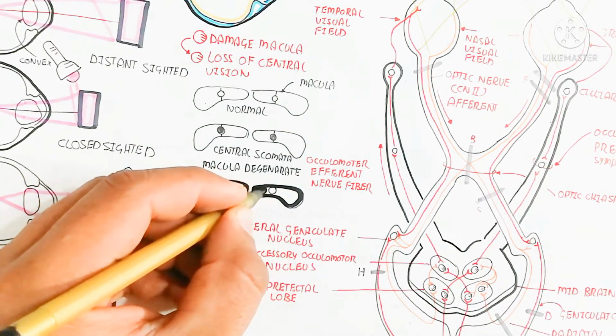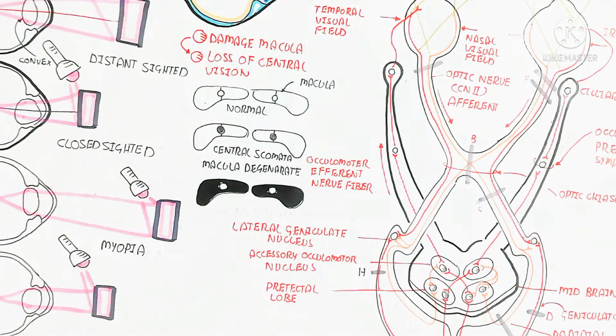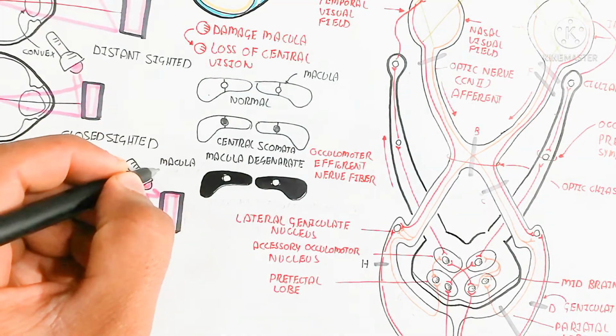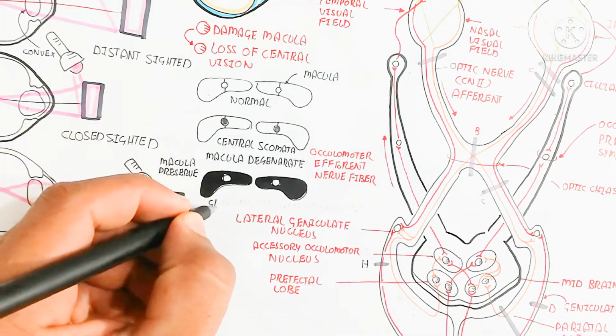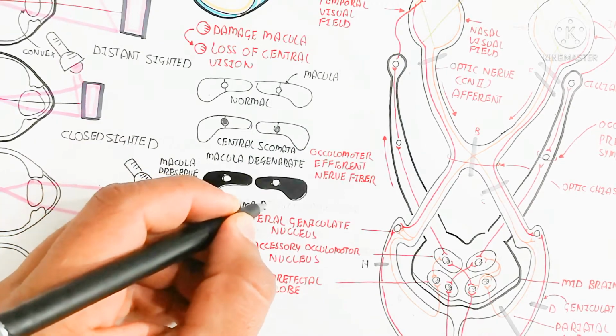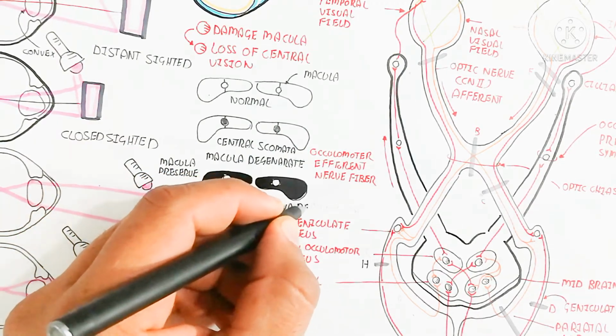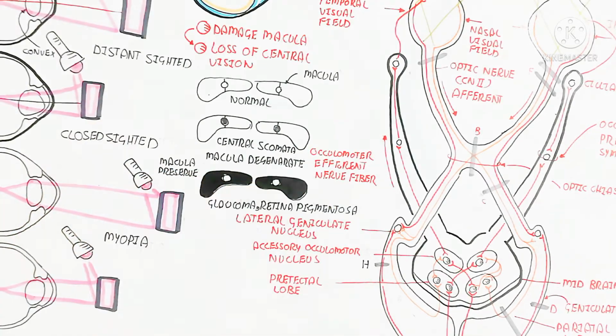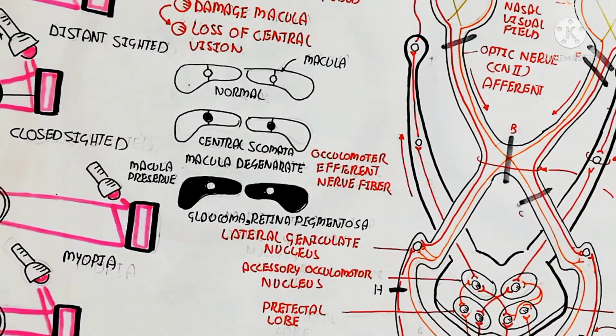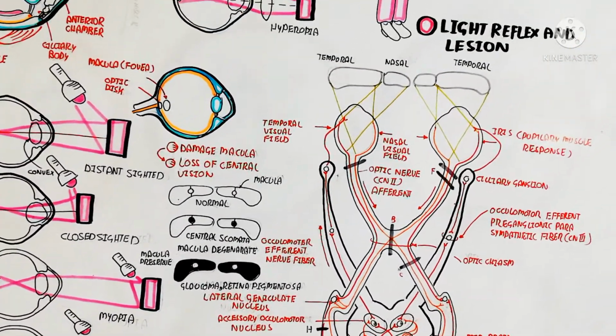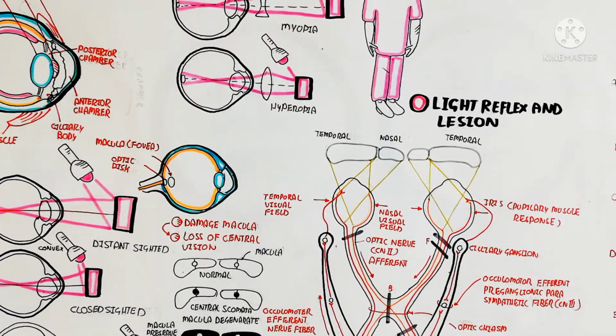So in this way, glaucoma and retinitis pigmentosa occur where the peripheral part of the eye will be blind, while the central vision will be maintained. It means basically the central vision will be maintained. So that's all about the light reflex and its problems.